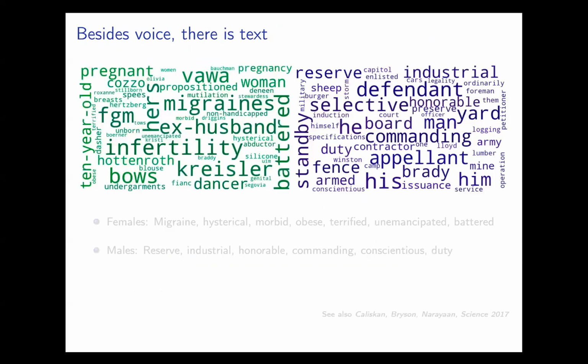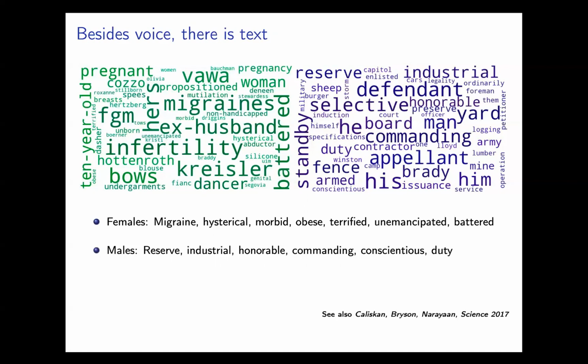So besides the voice, there's text. We can take the judges' opinions and reduce them to a low-dimensional vector space. And we find on the left, the female dimension is associated with migraine, hysterical, morbid, obese, terrified, unemancipated, and battered. And on the right, the male dimension is associated with reserve, industrial, honorable, commanding, conscientious, and duty.